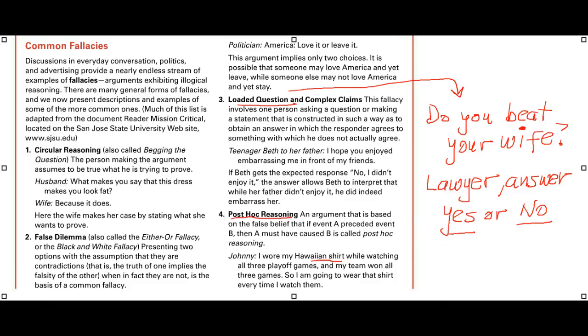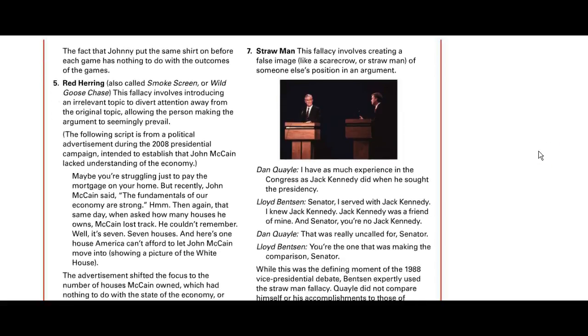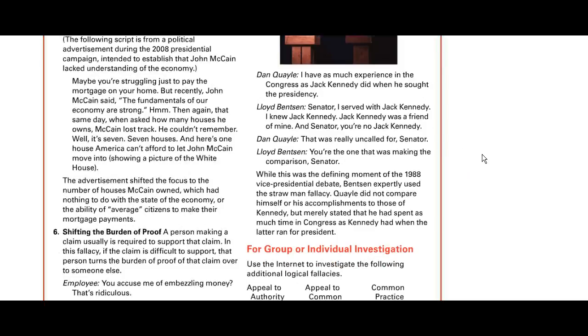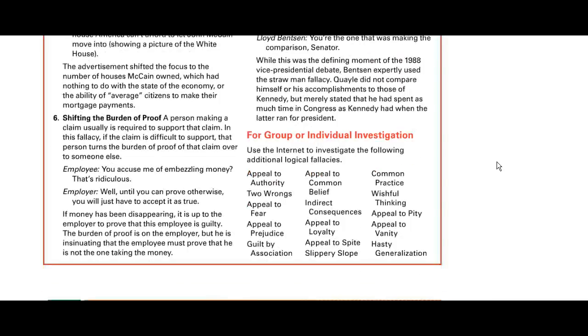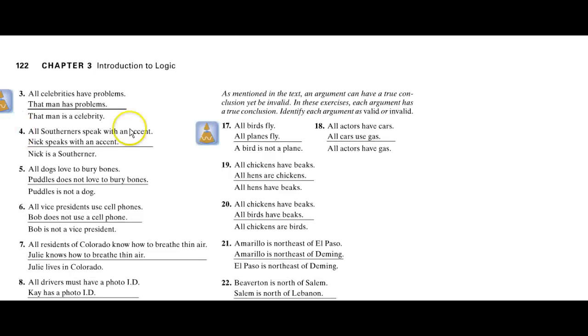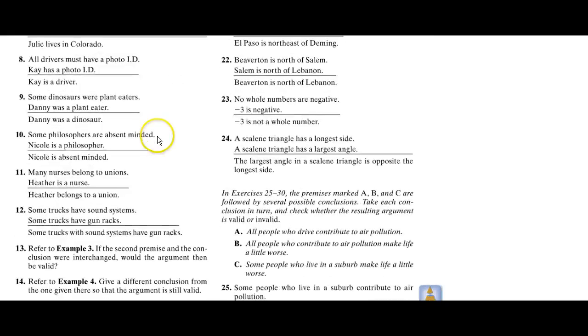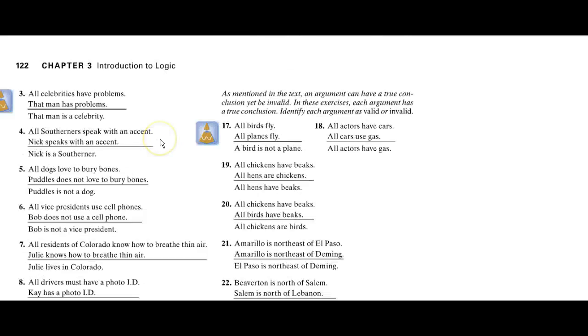All right, let's go on. Well, there are a few more on the next page, which are very good, and we'll have time, so let's go over these a little. The red herring, shifting the burden of proof, and straw man. For group and individual investigation, well, we don't do term papers, but if we did, these might be good topics. All right, well, this will wrap this up, and we'll do some exercises here that are on the next page as well. And we'll have our books, and we'll do some of these.